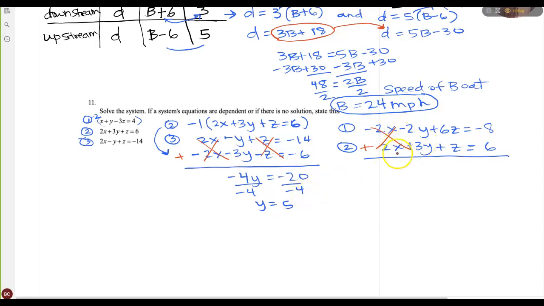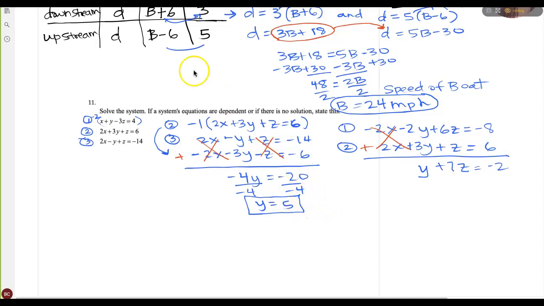I was trying to get rid of my x's. But then what I'm left with, when I add these together, negative 2y plus 3y is just y. And then I add those together, get 7z, and here I get negative 2. All right. And now I can use this y equals 5, right? I already found one of my solutions, y equals 5.